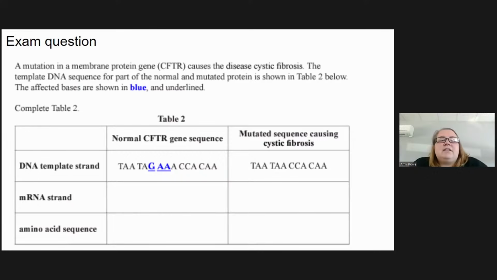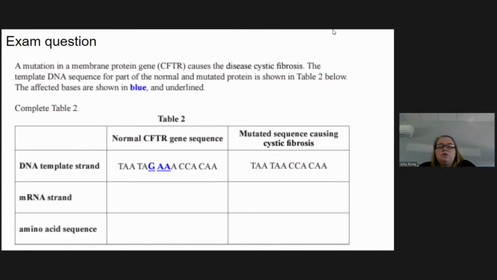Why is that important? Let's have a look at this exam question from last year's exam. So this is a question about mutation. It's a mutation in a membrane protein gene, CFTR, which causes cystic fibrosis. The template DNA sequence for part of the normal and mutated protein is shown in the table, and the affected bases are shown in blue.